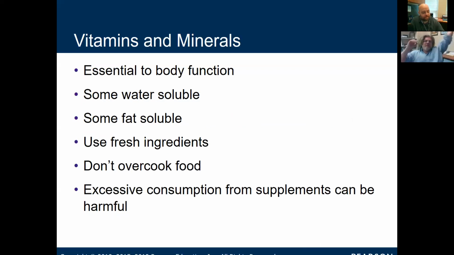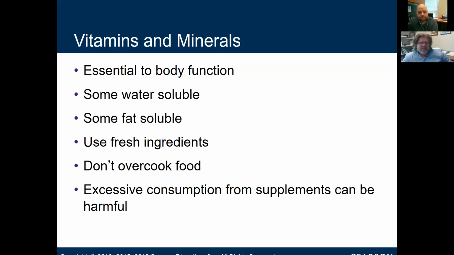Let's see, vitamins and minerals. These are the things that we need for our body to function. Some are soluble in fat and some are soluble in water. So like Matt was saying, if you take too much vitamin C, you just pee it out. It's a water-soluble vitamin. Vitamin K, I think that's the one that's in your liver, is fat-soluble, and so it's stored in your liver.